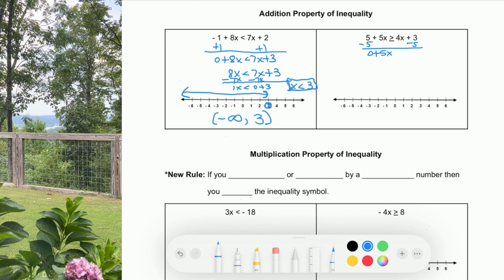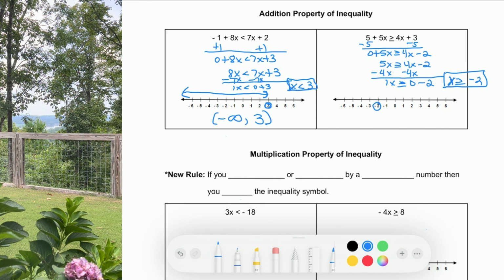I have 0 plus 5x is greater than or equal to 4x minus 2. I'm going to rewrite it. I'm now going to subtract 4x from both sides. I get 1x is greater than or equal to 0 minus 2. Rewrite that over here. We have x is greater than or equal to -2. This is our solution set.